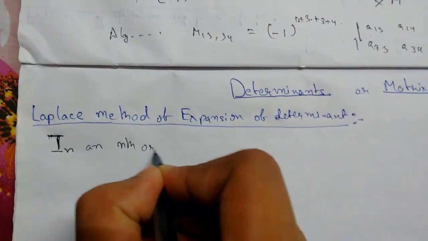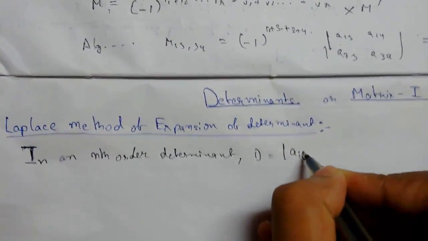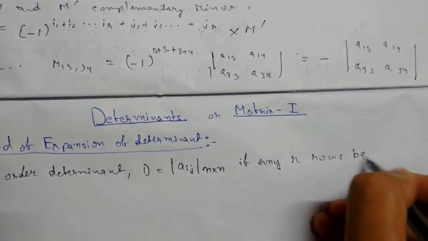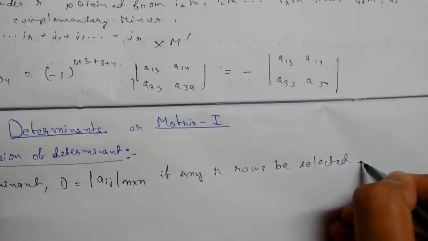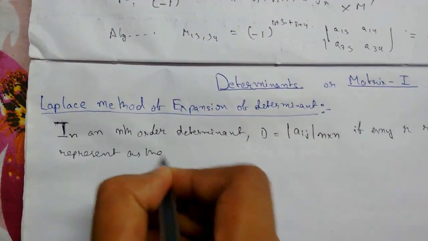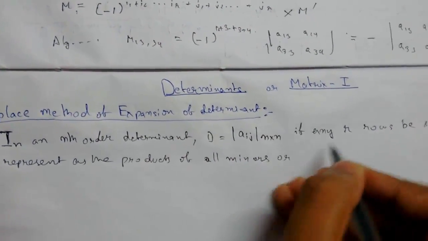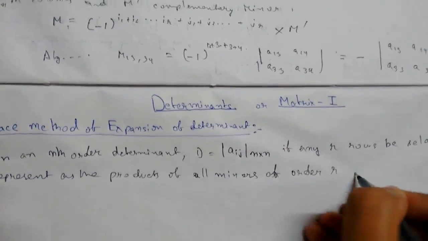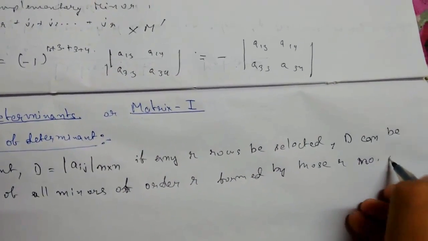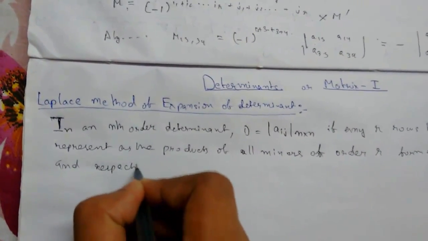In an nth order determinant, which can be represented as D, the modulus of a_ij of order n, or n cross n, if any r rows are selected, the determinant D can be represented as the sum of the products of all the minors of order r formed by those r number of rows and their respective algebraic complements.